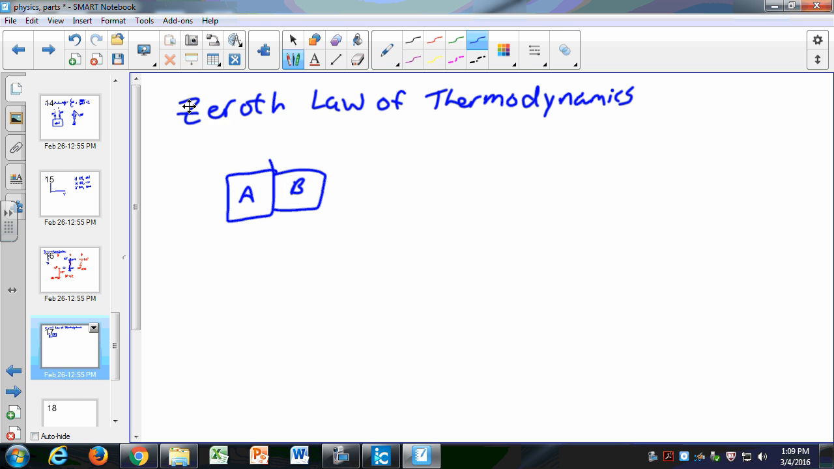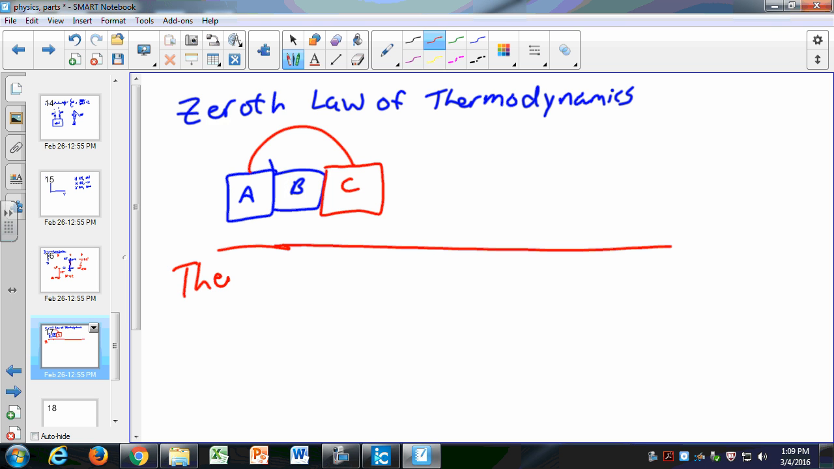So if A and B are in thermal equilibrium, and also B and C are in thermal equilibrium, the Zeroth Law says that A is in thermal equilibrium with C. That should be fairly obvious. Basically, if A and B have the same temperature, and B and C have the same temperature, then A and C have the same temperature. And there's no energy flow between any of those. So that's the Zeroth Law.